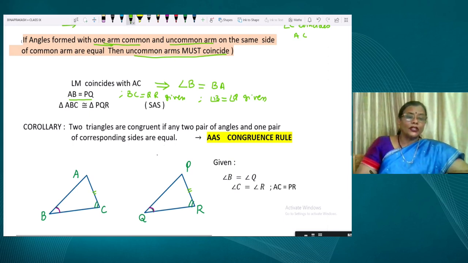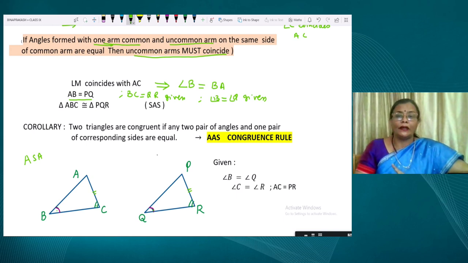Like, it's measured that these two angles are equal, and the third, this angle is equal to this. This third side is not between the two angles as is said in ASA, where the side has to be between two angles. No, it is any two angles and the third side. If you get the information that in two triangles, the two corresponding angles and the third sides are equal, the triangles will still be congruent.